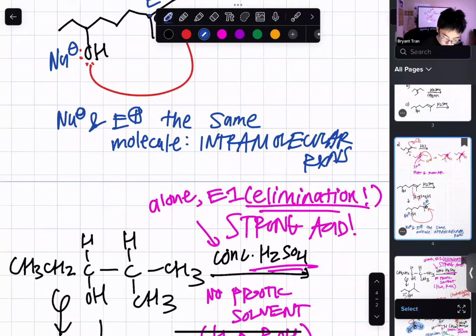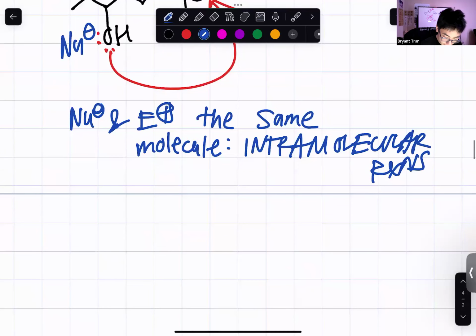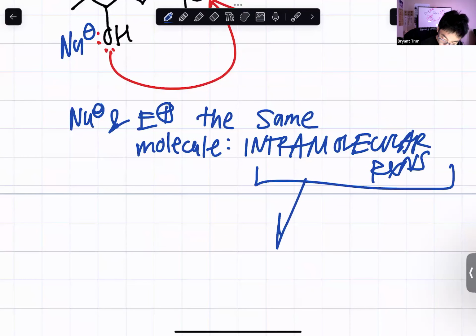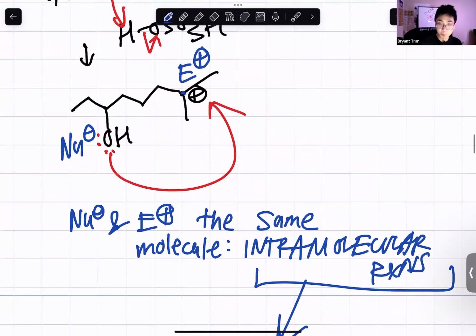The first one you learned was Williamson ether synthesis. There's one type of intramolecular reaction there. All intramolecular reactions will always form a ring. A lot of students get confused on how many membered ring it is going to be, like how big the ring is going to be.